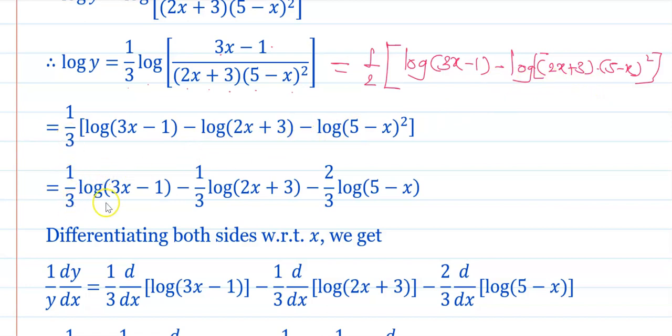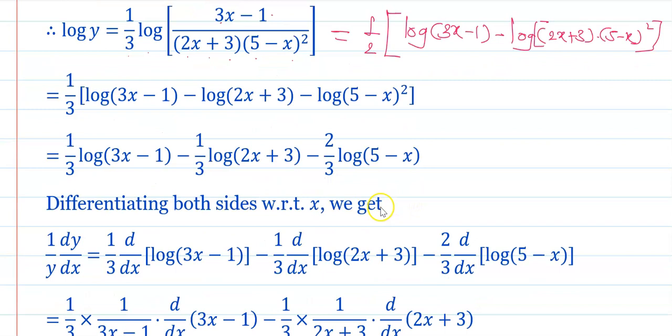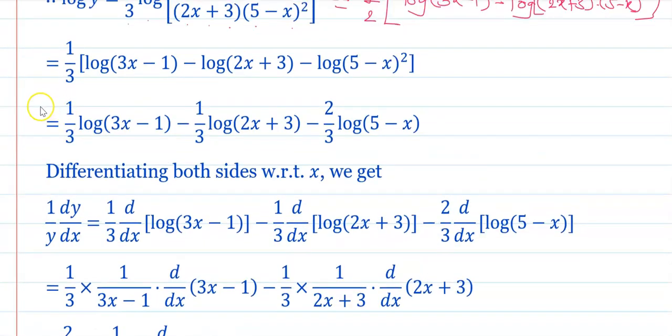And hence 1 by 3 log of 3x minus 1 minus 1 by 3 log of 2x plus 3 minus, again bracket is to 2, so the 2 comes ahead, and again this 1 by 3, overall it will become 2 by 3 log of 5 minus x. Okay, next differentiate this with respect to x.